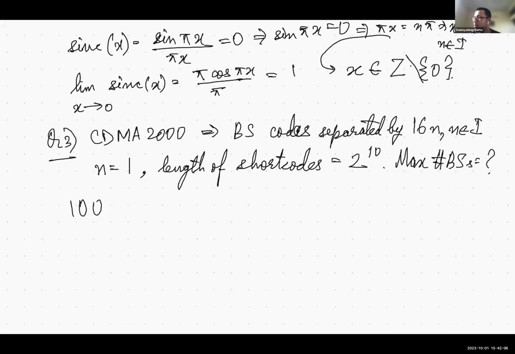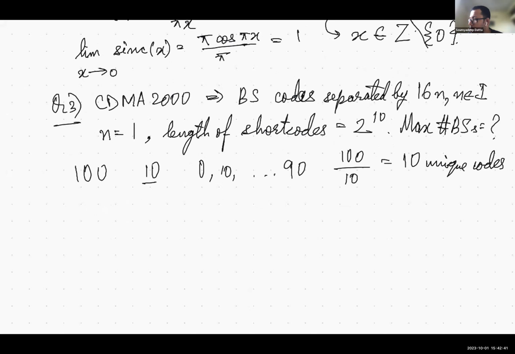You'll pick 0, 10, and so on. The last one that you can pick is 90, right? And so that is 10 numbers. So you can pick 100 by 10 equal to 10 unique codes. Then you can give the first code to base station 1, the second code to base station 2.